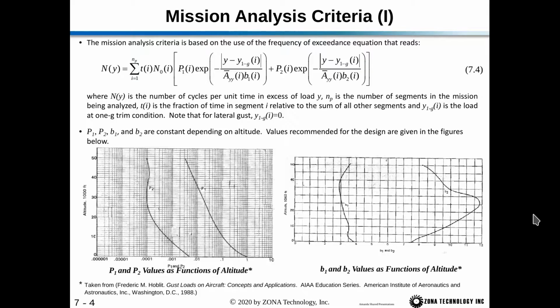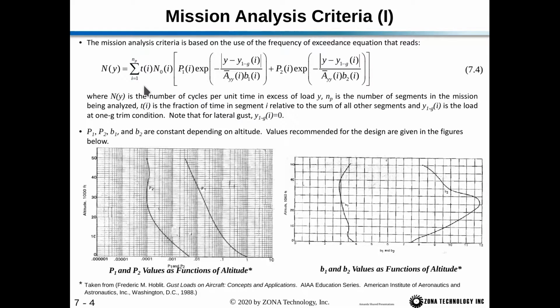Next, let's review the mission analysis criteria. The mission analysis criteria is based on the use of the frequency of exceedance equation that is given in equation 7.4. So we have N of y, where N is the number of cycles per unit time in excess of the load, is equal to this equation. So we have our load y, and the sum runs over np, the number of segments in the mission being analyzed. So we are analyzing each individual segment and then adding them all up together.